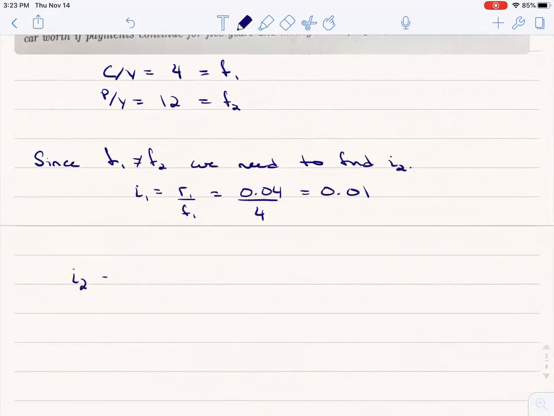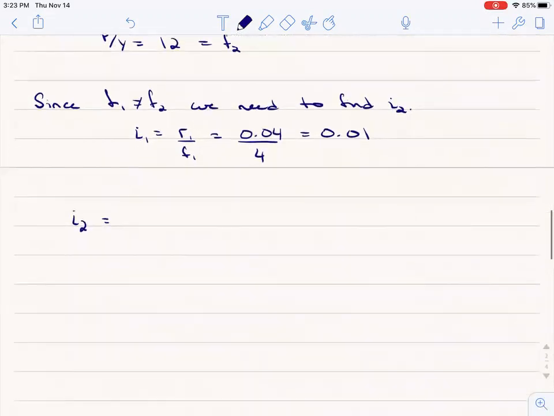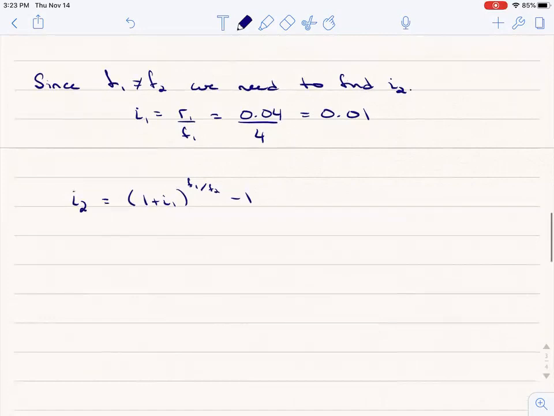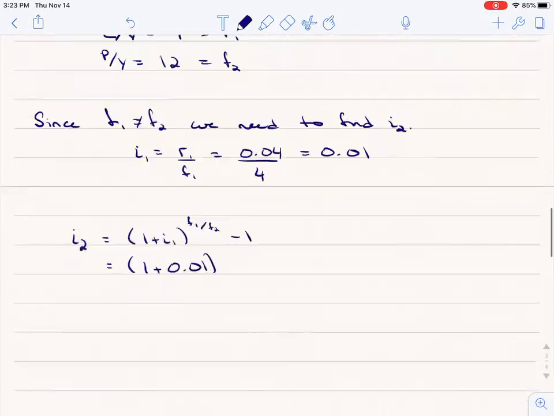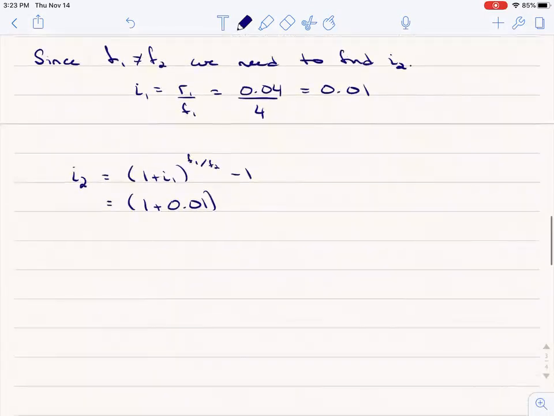I2 is going to be 1 plus I1 to the power of F1 over F2 minus 1 from your formula sheet. That's probably one of those that you'll end up memorizing even if you don't want to, because you use it so much. So if we're finding I2, we've got 1 plus 0.01 to the power of F1, which is 4, over F2, which is 12, so 4 over 12, and then minus 1.